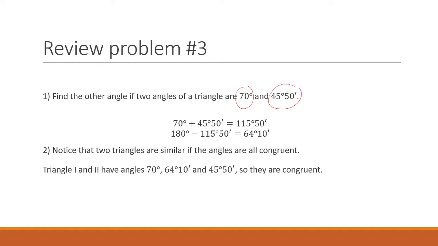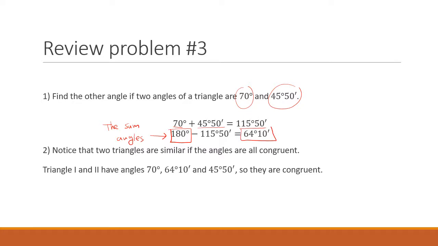So the sum of 70 and 45 degrees and 50 minutes gives me 115 degrees and 50 minutes. And I know the sum of angles inside a triangle should be 180 degrees. So by simply subtracting 115 degrees and 50 minutes from 180 degrees, that gives me 64 degrees and 10 minutes. So that is the third angle.